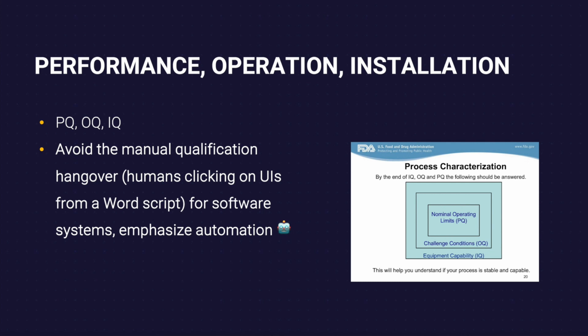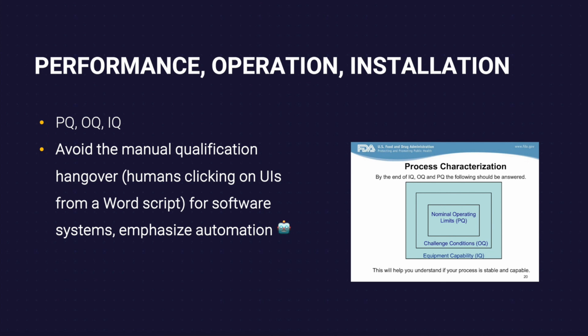The three Qs you should be familiar with are performance qualification, operational qualification, and installation qualification. One of the biggest pitfalls that I see teams falling into is that they want to do this qualification manually. They spend 3 to 6 months developing a test plan. It gets written down in a Microsoft Word doc, then gets farmed out to the quality team. The quality team literally clicks buttons and says this system is validated.